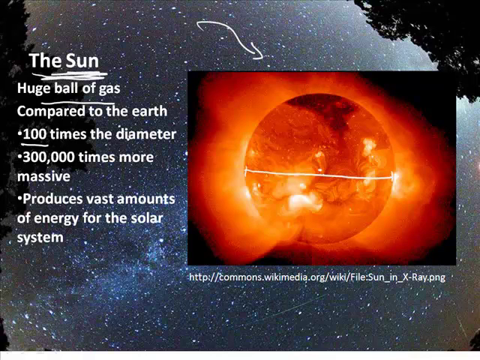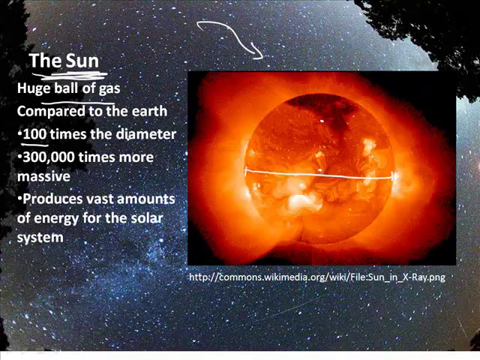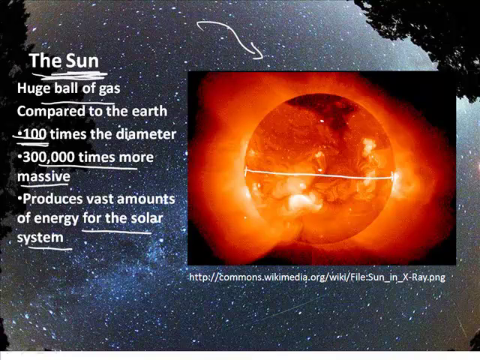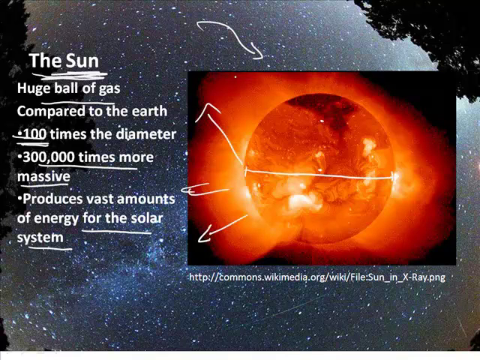300,000 times more massive. It's much, much heavier and much, much bigger than our little Earth, and it produces vast amounts of energy for our solar system. In fact, all the energy from our solar system essentially comes from the rays of the sun. On a hot day, if it's a hot day in Woodland Park, it never really is that hot, but on a hot day anywhere, the sun is giving us the energy that we need.